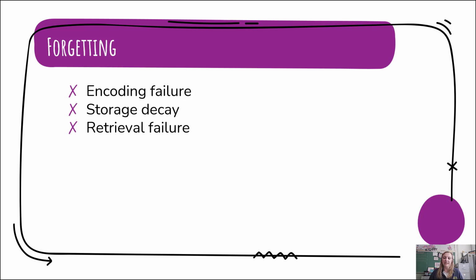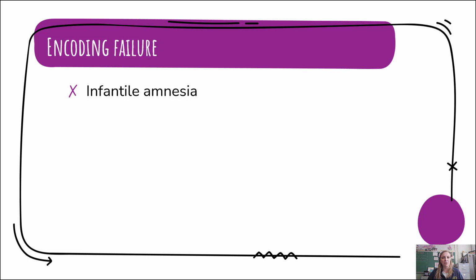Retrieval failure is the idea that although we have the information in our long-term memory, we have retained that information, we're having trouble accessing the information that is there. So let's look at some examples of each of these different types of forgetting. First is encoding failure. One of the best examples of encoding failure is infantile amnesia. And infantile amnesia is the inability of adults or older children to recall memories from early childhood, typically from before the age of 3 or 4.